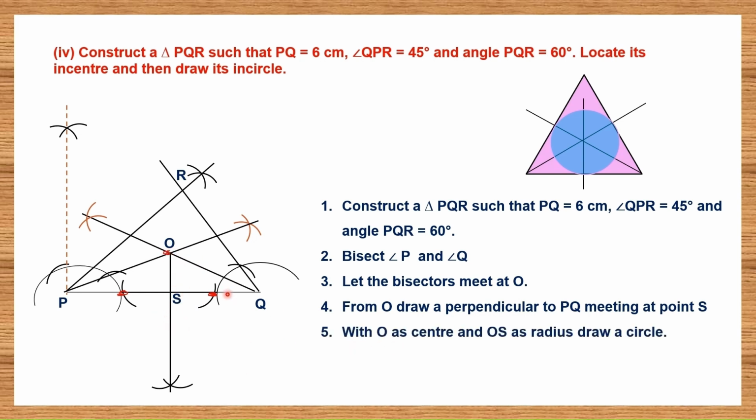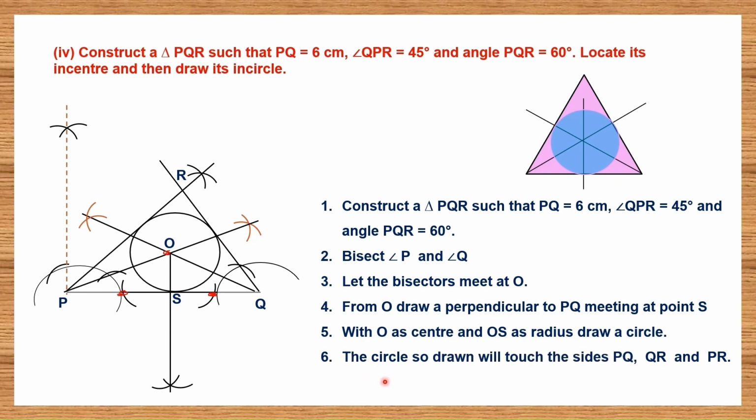Next step, with O as the center, because we're going to draw a circle inside, we need a center and we need a radius. OS is the radius. Draw a circle. You get this circle which is inside. This is the incircle. And as you can see, it has touched all three sides of this triangle. So the circle so drawn will touch the sides PQ, QR and PR, and O is the incenter. We have been asked to locate the incenter. So the incenter is O and the circle is the incircle.